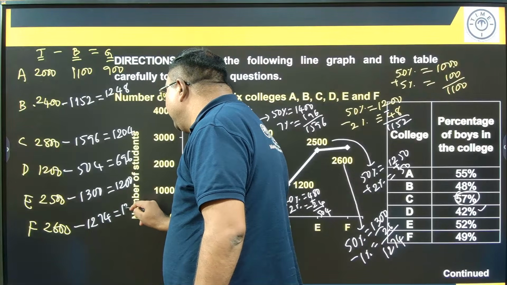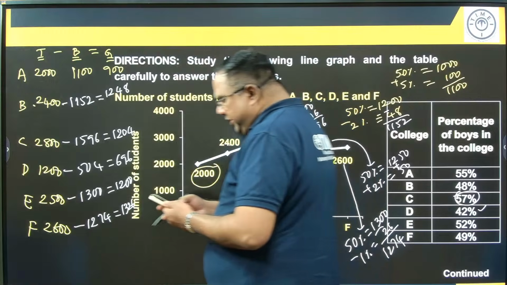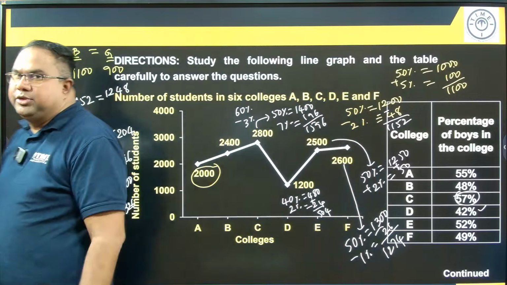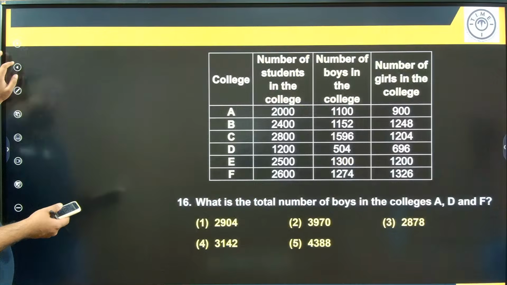So it has to be 1326. These are the numbers I have got. So from the given data, we got these values, right? Once we get these values, I have put these values in the tabular form here.